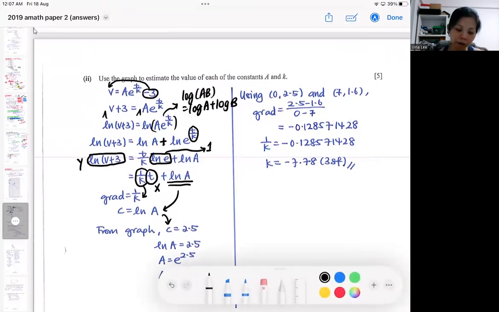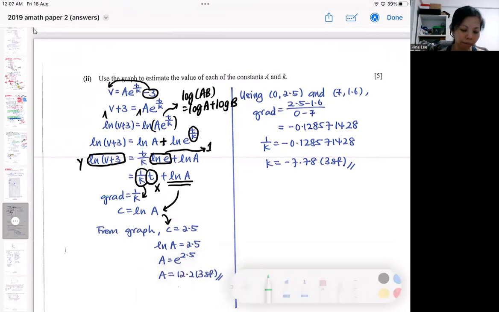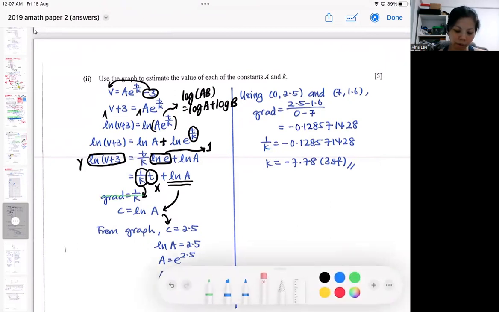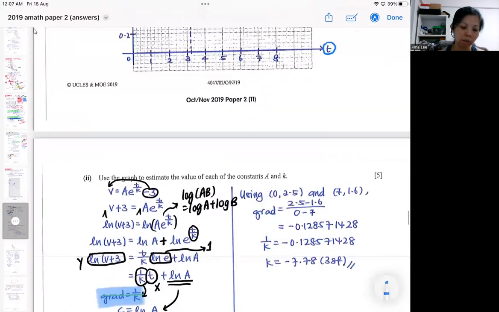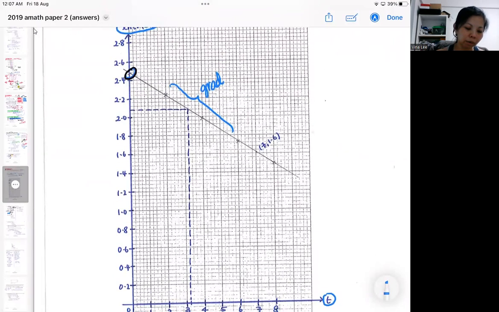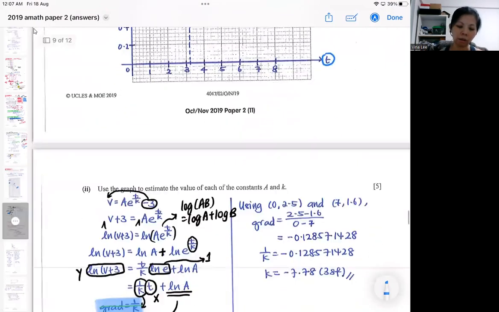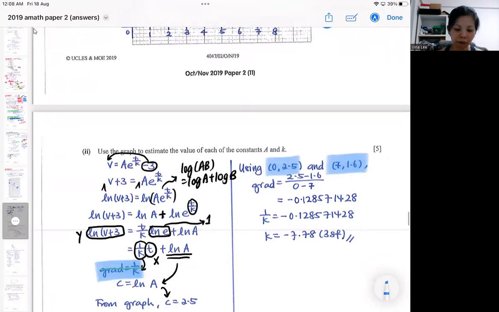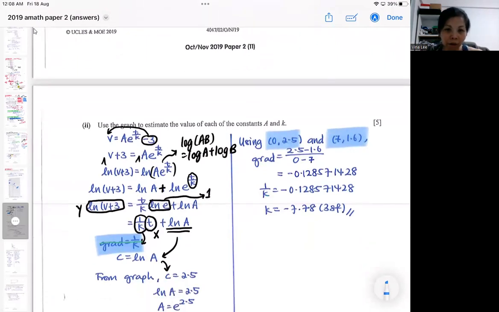If I need to find K, I will need to use the gradient. So how am I supposed to get the gradient? I will get any 2 points. Usually I like to use the intercept point and any nice looking point. So I use 2 points that I can get from the straight line and I calculate my gradient. That gradient will be 1 over K. And that's how I find my two values. So if you linearize and you know how to use the gradient feature and the intercept feature, then you can find two unknowns.